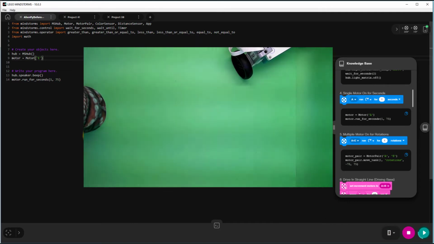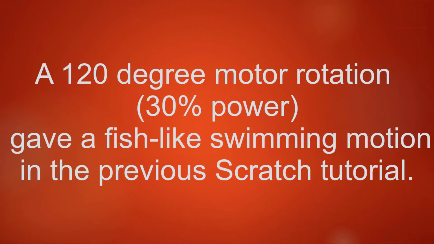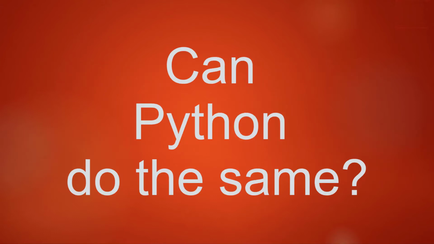Well, it worked. It went backwards. We want our robot to go forwards in a curving motion like a fish. Now, in a previous Scratch tutorial, 120-degree motor rotation with 30% power looked good. Can we do the same using Python?